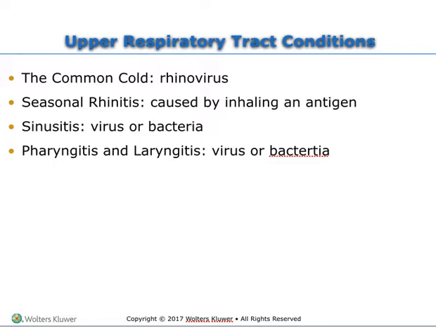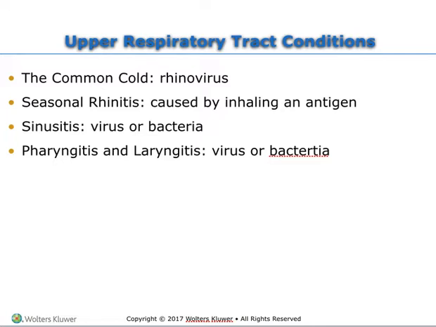Acute rhinitis can be allergic or non-allergic, and that is inflammation of the nasal mucous membranes, and it typically accompanies the common cold if it's non-allergic. If it's allergic rhinitis, it's by inhaling an antigen. Then there's sinusitis. That's inflammation of the mucous membranes of the sinuses. And then pharyngitis is inflammation of the pharyngeal area, and that is most commonly caused by either a virus or strep. It can happen alone. It can happen along with the common cold or rhinitis or sinusitis.